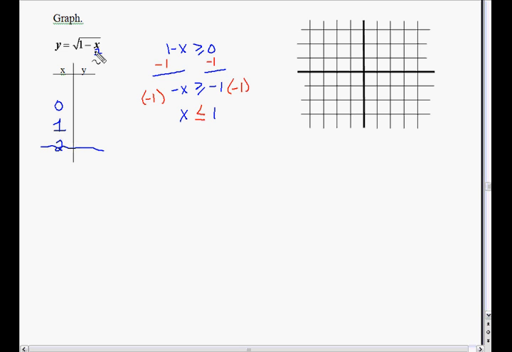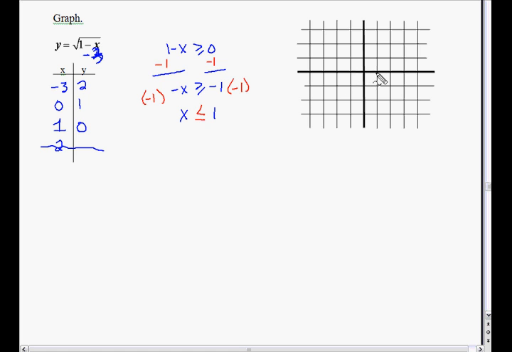So when I put in 1, we have 1 minus 1 is 0, and the square root of 0 is 0. When I put in 0, 1 minus 0 is still 1. The square root of 1 is 1. And then I have to find another number to put in there to see if I can get a good graph. Let's put in the number negative 3. 1 minus a negative 3 is positive 4. And the square root of positive 4 is 2.